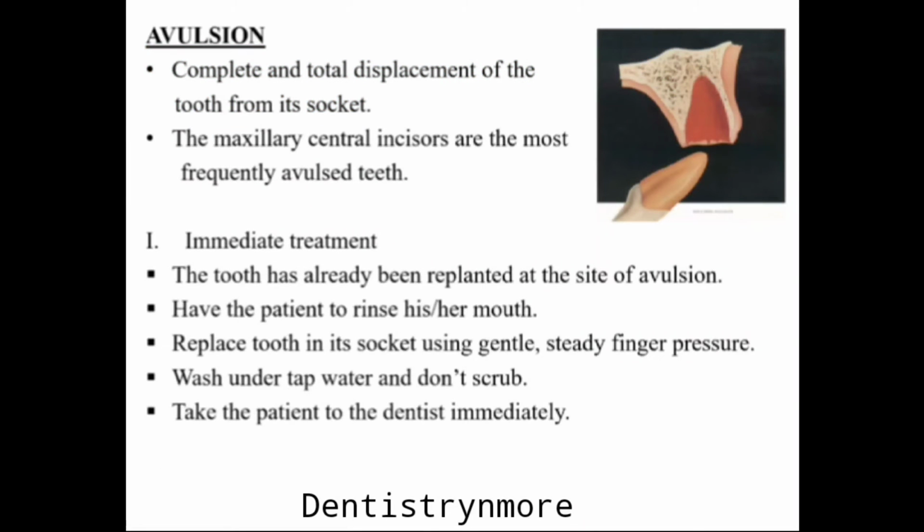So first we are moving to avulsion. Avulsion is defined as complete or total displacement of the tooth from its socket. Mainly the maxillary central incisors are the frequently avulsed teeth.